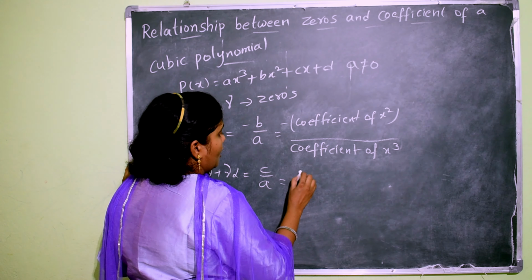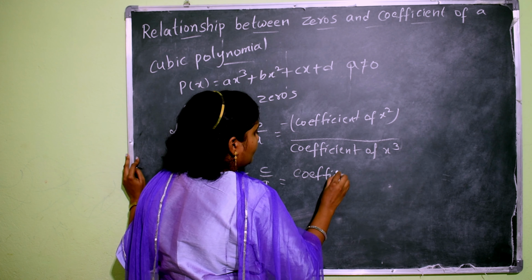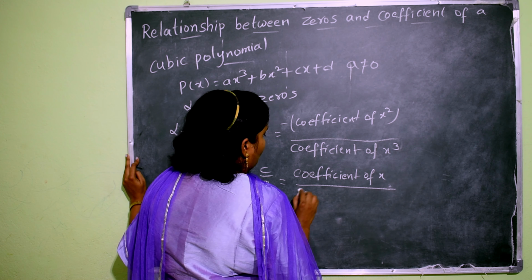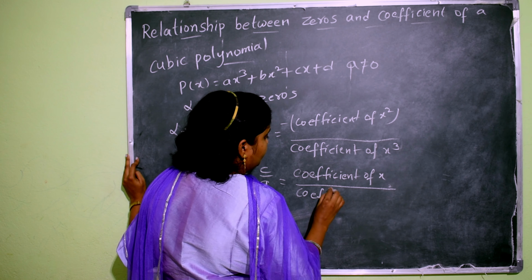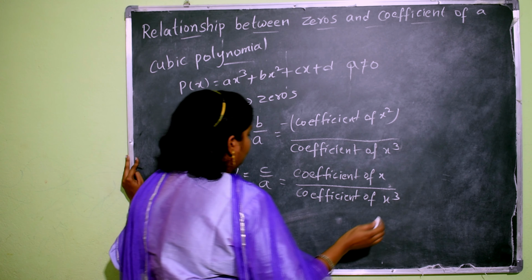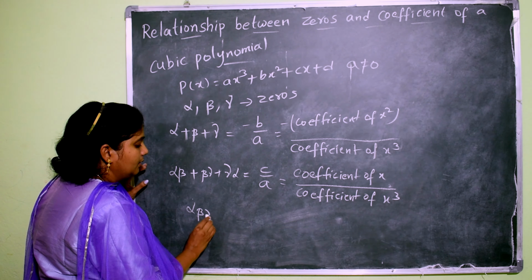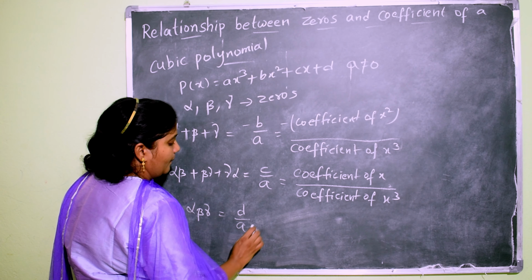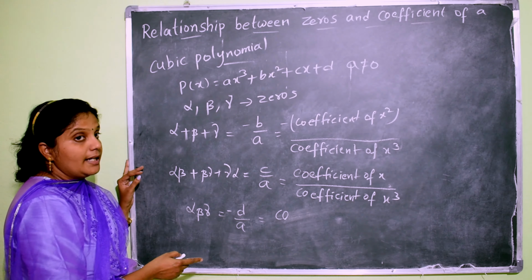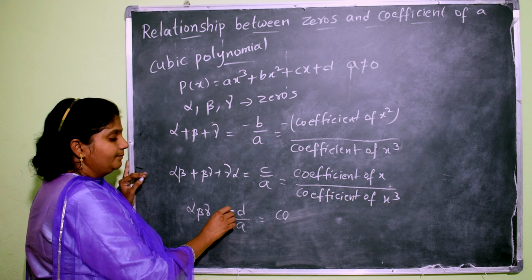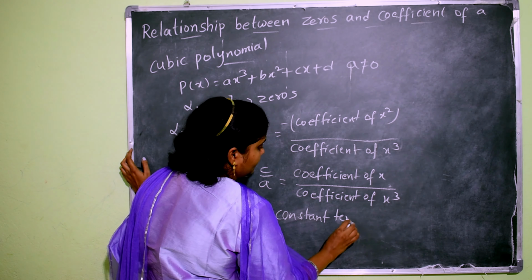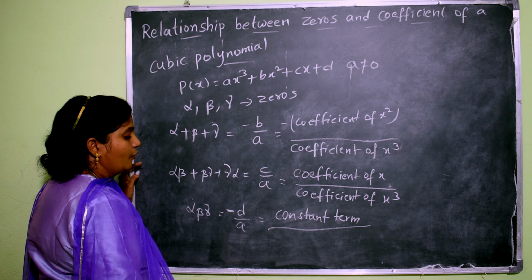So what is c here? Coefficient of x by coefficient of x cube. Now alpha beta gamma, that is d by a. So what is d here? Constant term. So alpha beta gamma is minus d by a. So constant term by coefficient of x cube.